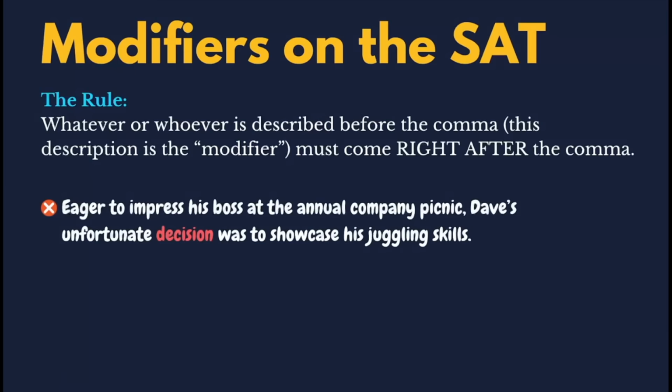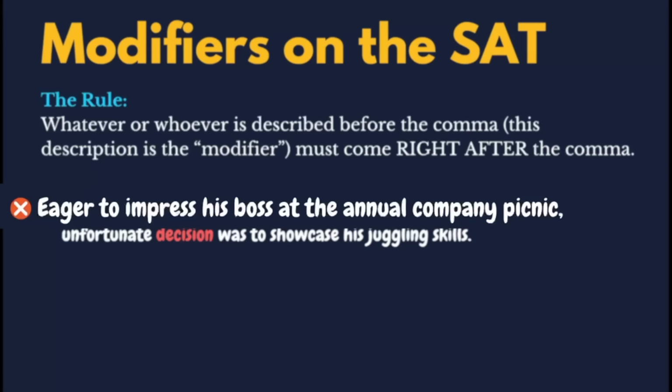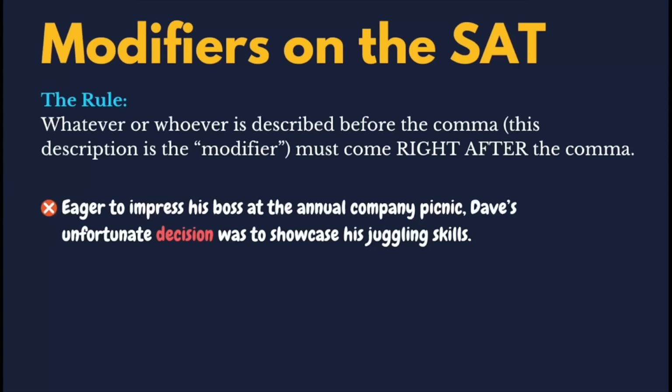All right. So in this sentence, for example, we have eager to impress his boss at the annual company picnic. This is our modifier, the part that comes before the comma, right? And we need to ask ourselves who or what is being described. Specifically in this sentence, who or what is eager to impress his boss? So, just from his boss, we know that it needs to be a who. We also know it needs to be a male who because it's his, right?